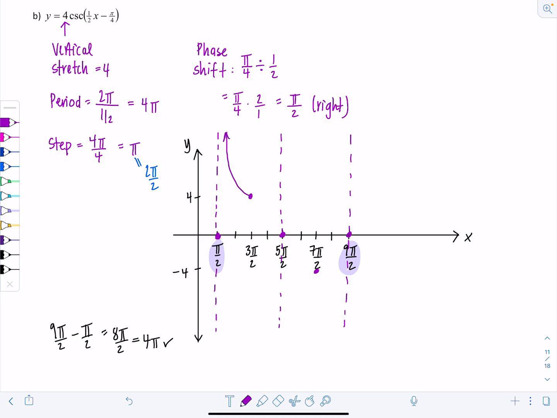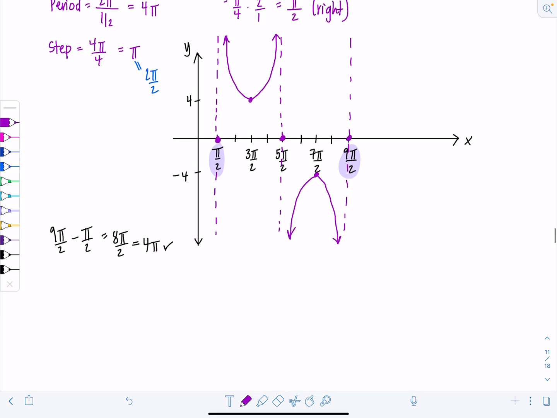This was not nice. Make sure your graph looks nice. Have some pride. Put some arrows. Do it nicely. Lovely. Okay, domain and range time.